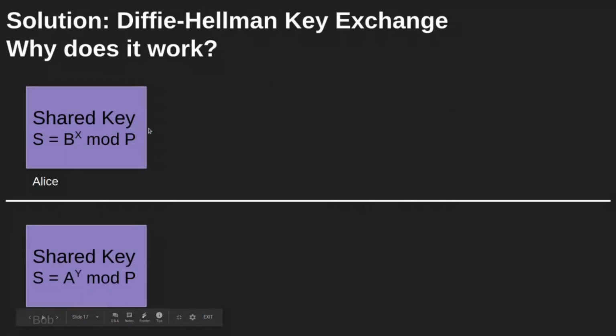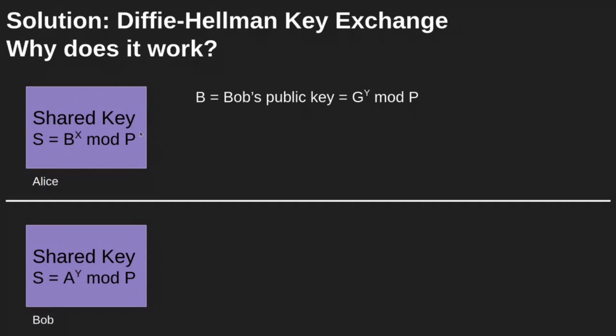So why are the shared keys the same? B to the X mod P and A to the Y mod P. Let's go through it step by step. So we know that B is equal to Bob's public key, which is equal to G to the Y mod P. Well, B to the X mod P is just equal to G to the Y mod P, to the exponent X mod P. And then from that rule that I put in really big text earlier, we know that G to the XY mod P is equal to G to the Y mod P to the exponent X mod P. So that's our shared key.